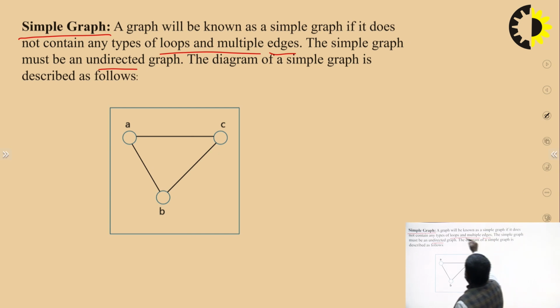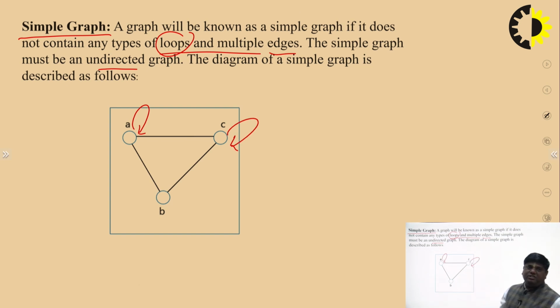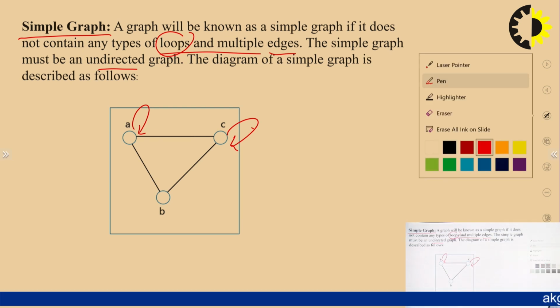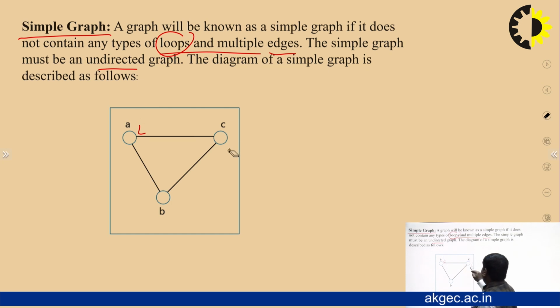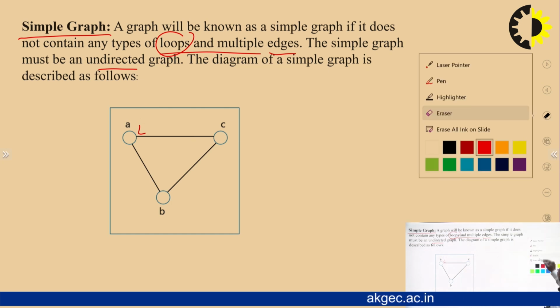there is no kind of loop. It means this one. It is understood because every node has a relation with itself, but this point is not mentioned here. We can say that this type of graph is known as the simple graph.